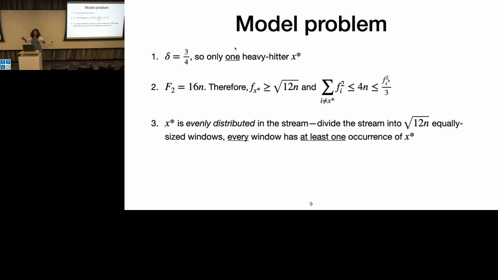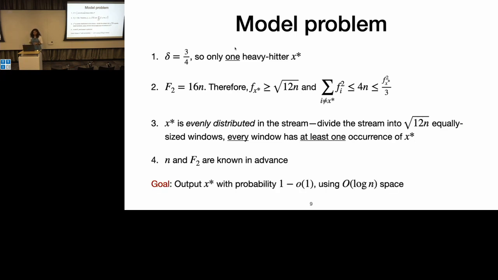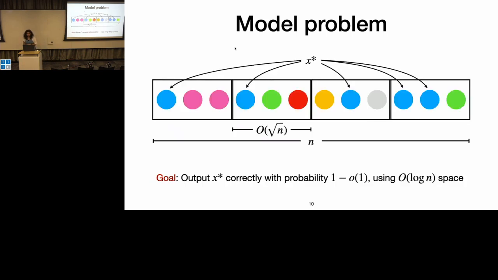So imagine I have a stream, and I have divided it into windows. The heavy hitter occurs in each window. Now I'm going to try and detect this heavy hitter. And finally, I want to make another assumption. The length of the stream and F2 are both known in advance. So I've made a bunch of assumptions. I'm going to use these assumptions and build an algorithm for it. Later, I'll show you how to remove all these assumptions. Okay. So now our goal is to output the heavy hitter with high probability using order log n space. That's what we're going to do.